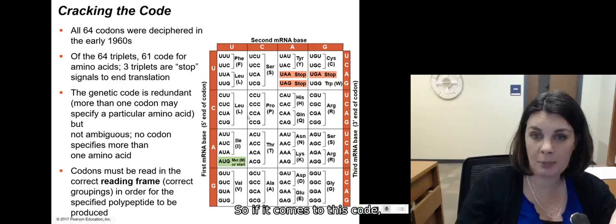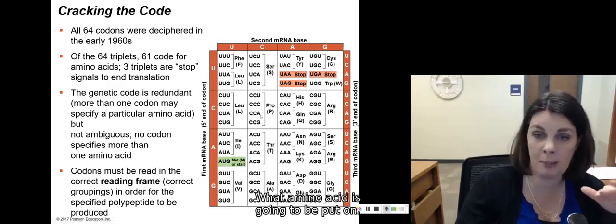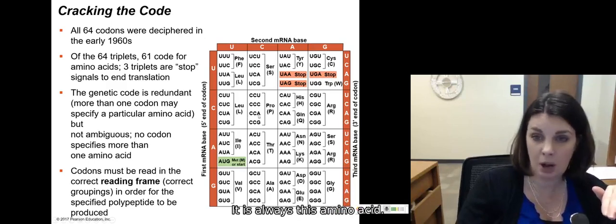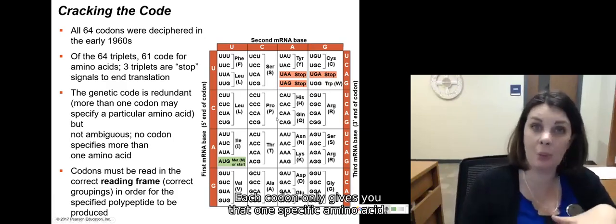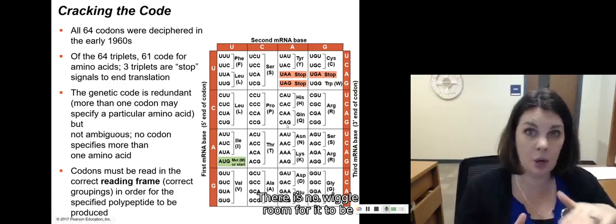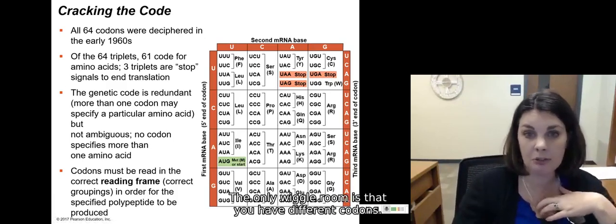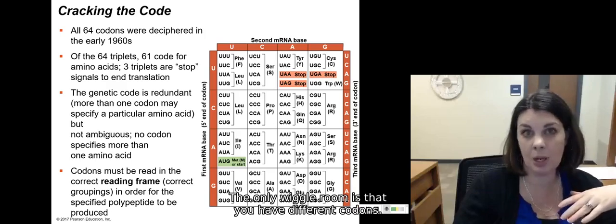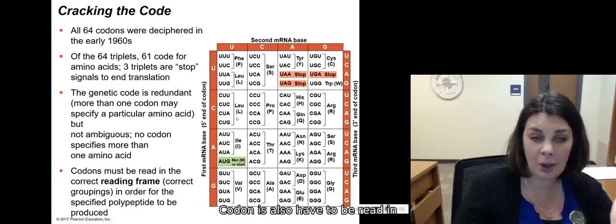However, it's not ambiguous. If it comes to this codon, it is not ambiguous what amino acid is going to be put on. It is always this amino acid. Each codon only gives you that one specific amino acid. There is no wiggle room for it to be different amino acids for each codon. The only wiggle room is that you have different codons that can give you the same amino acid.